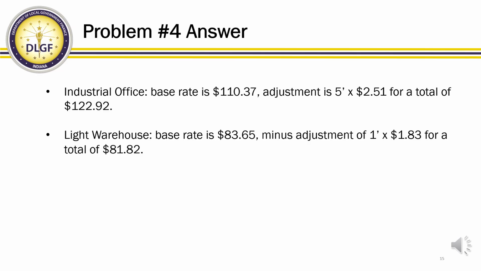So if you remember, brick is going to be a type 2. So we're going to go to our wall type 2, and earlier we calculated a par of 3, so we're going to go over to 3, and that's going to give us a base rate of $110.37.